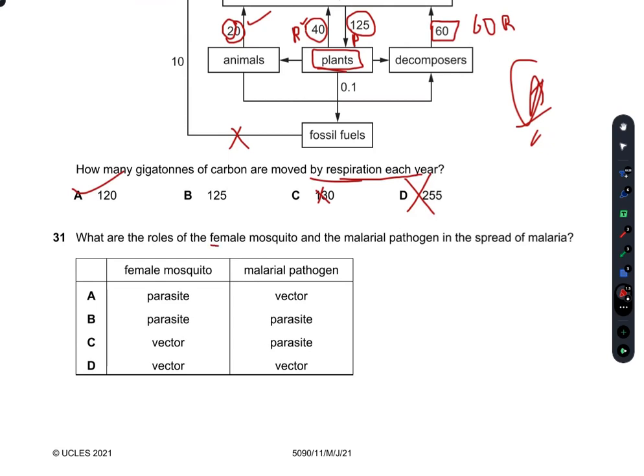What are the roles of the female mosquito and the malarial pathogen in the spread of malaria? The female mosquito is the vector, we know this, it is not a parasite, whereas the malarial pathogen is the parasite. Yes, C is the right option.